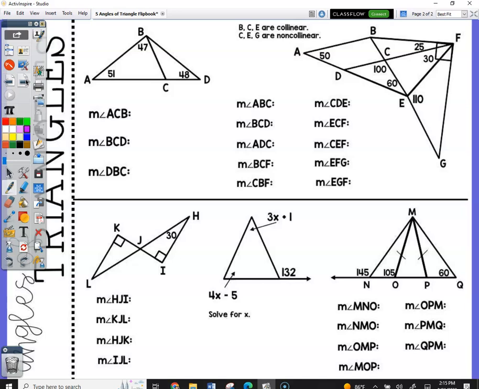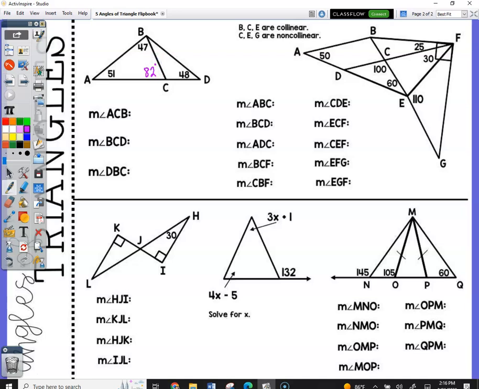So let's go to what we know the most about. Which one would that be? What do I know the most about in this picture? Use your vocab. Triangle what? ABC. What can I find? This angle right here. Find it. 180 minus what? 98. It is 82, right? Yeah. This is 82.